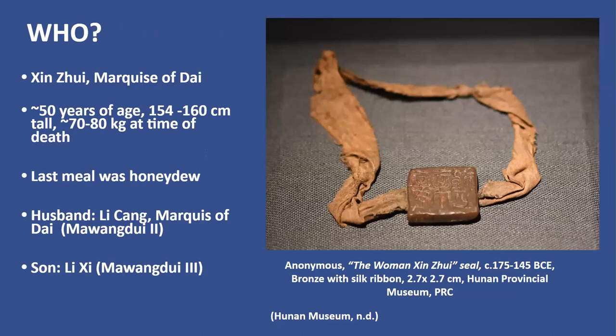So Mawangdui 1 is actually a group of three tombs. Mawangdui 2 is tomb 1's husband. Mawangdui 3 is tomb 1 and tomb 1's son. The lady buried in Mawangdui 1, her name is Xin Zhui, and she was a Marquise.